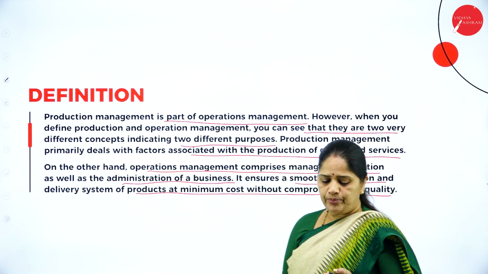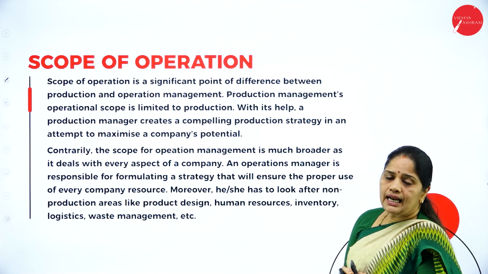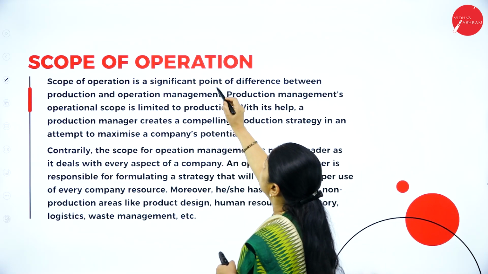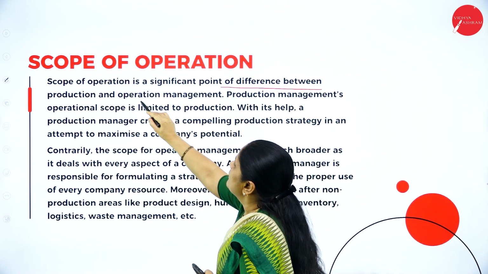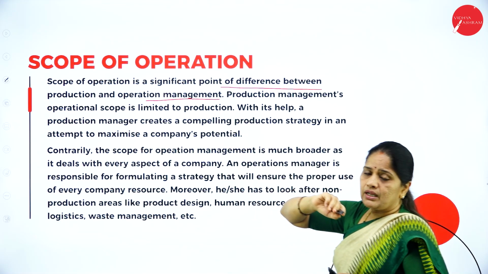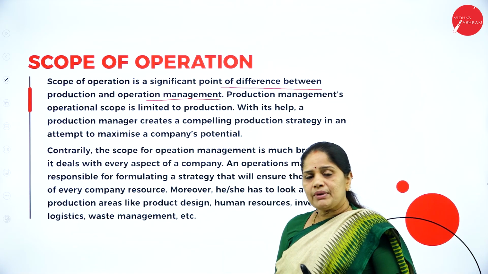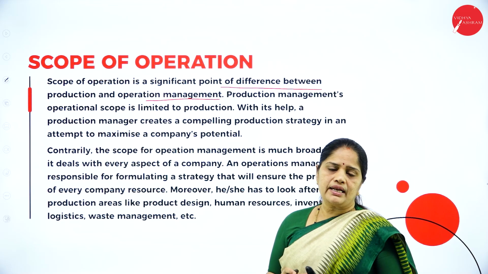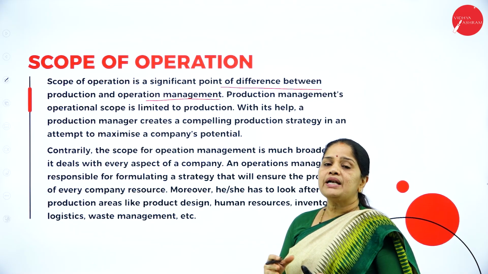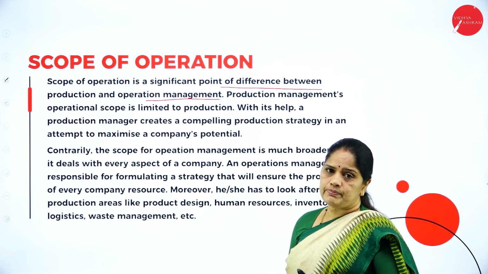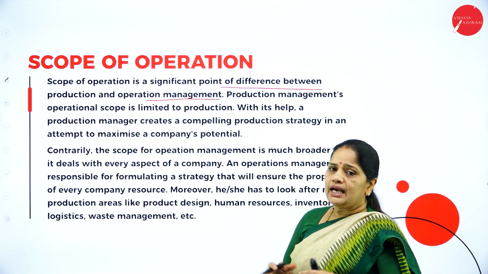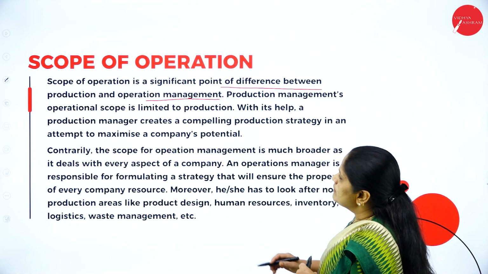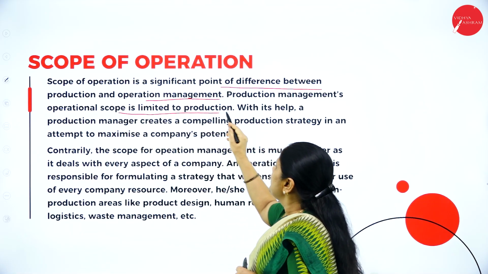So that becomes important. Then, next, let us understand what is the scope of operation management. The scope of operation is a significant point of difference between production and operation management. As I told earlier, in production management, we exclusively deal with the production process, whereas in operation management, in addition to production management, it includes the administrative aspect also. So that is why we say that operation management is inclusive of production management.